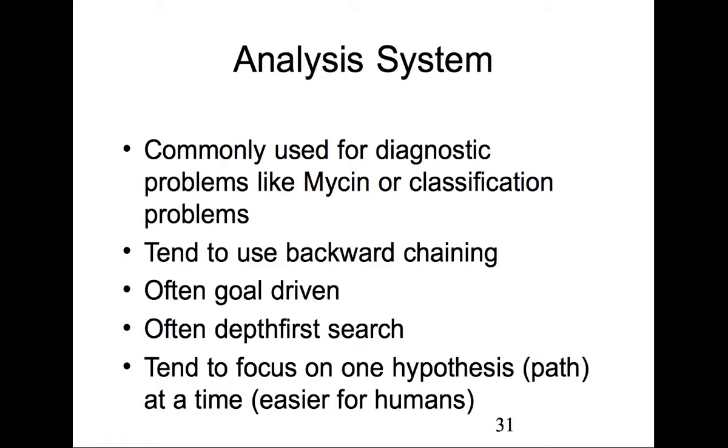An analysis system is another name for the diagnostic system that I was describing. The computer is going to analyze your situation to determine how critical you are. It's commonly used for diagnostic problems, classification problems. Tends to use backward chaining, often goal-driven, often depth-first search, and tends to focus on one hypothesis or one path at a time. Easier for humans to follow. In fact, we do the same thing. Our expert system in our brains, we follow one instinct.